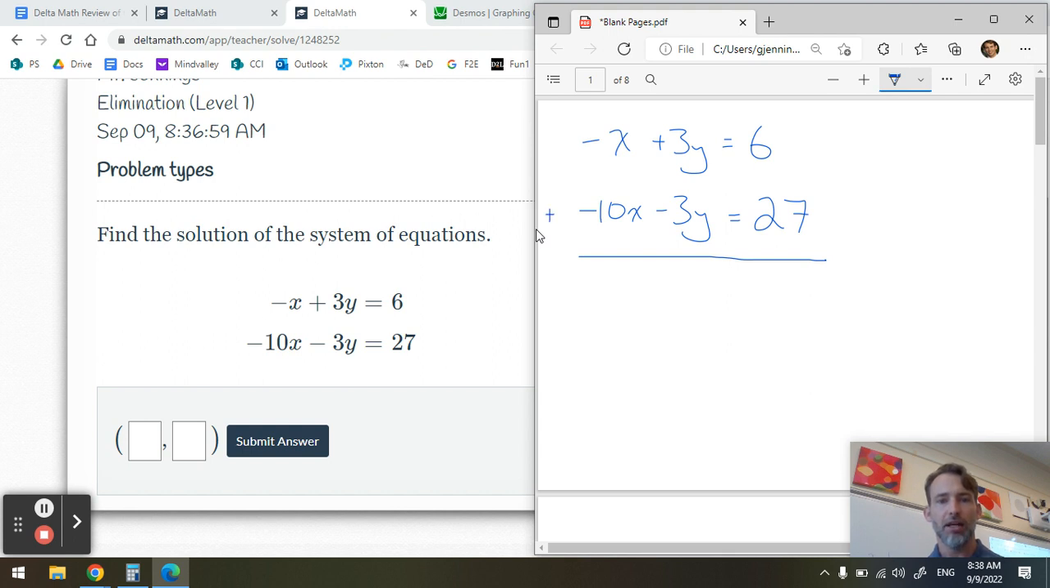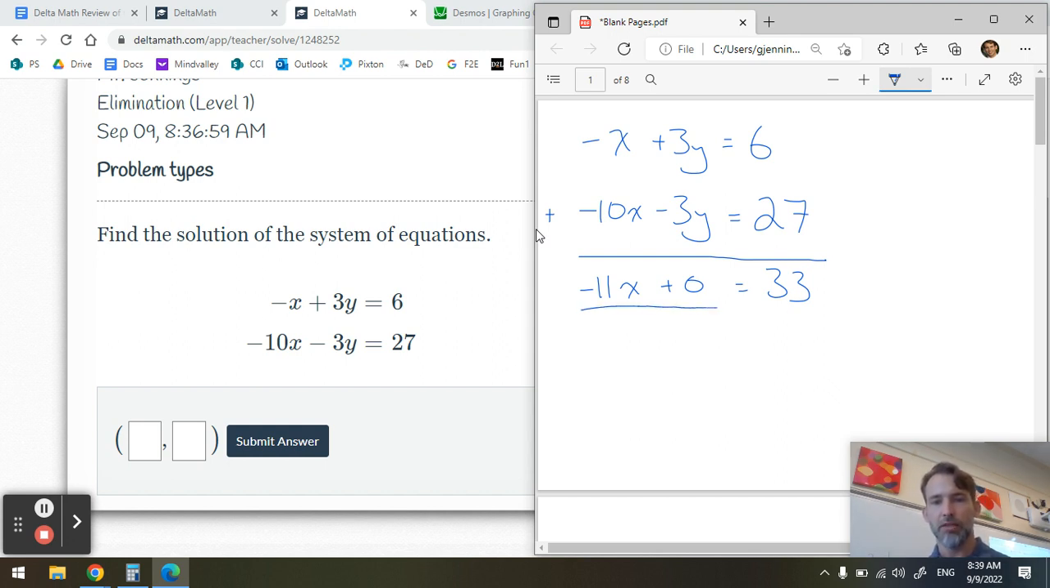In this case, I notice that elimination is very convenient. If I choose to add this equation to that equation, it will eliminate the variable y because 3y minus 3y is 0. So let's add these together. Negative x plus negative 10x, negative 1 plus negative 10, will give me negative 11 of that thing. So this is going to give me negative 11x plus 0 from 3y minus 3y will equal 33, 6 plus 27.